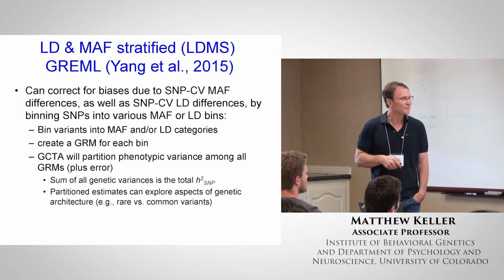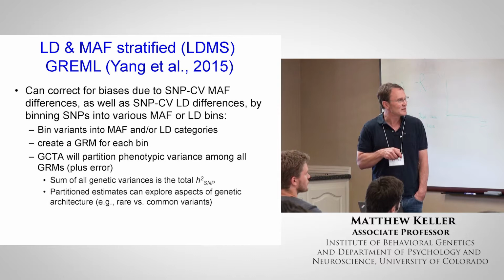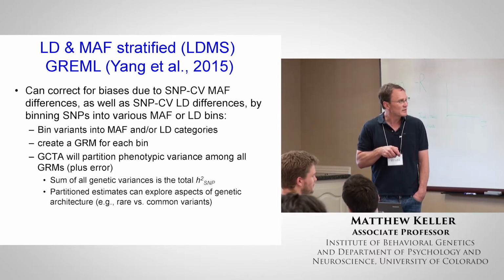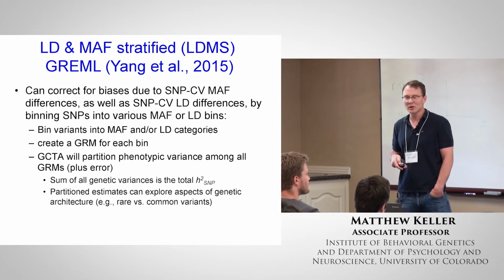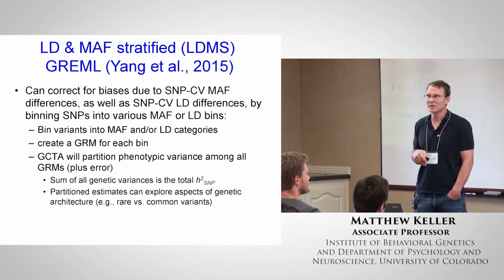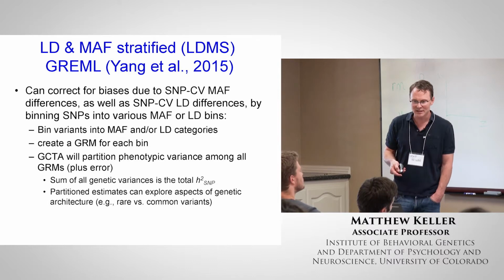Yeah. Okay. So GCTA will partition the phenotypic variance among all the GRMs plus some error, and the sum of those is going to be equal to the total heritability. And by partitioning these, we're also going to be able to explore the allelic architecture, or the distribution of the causal variance underlying this, which is exciting, I think.